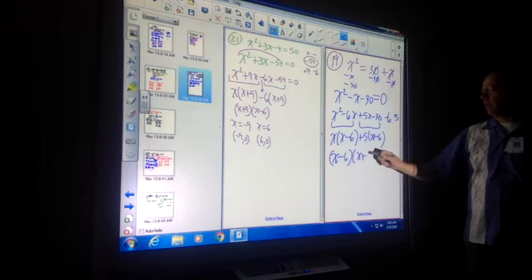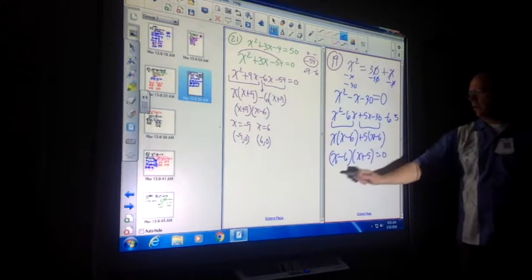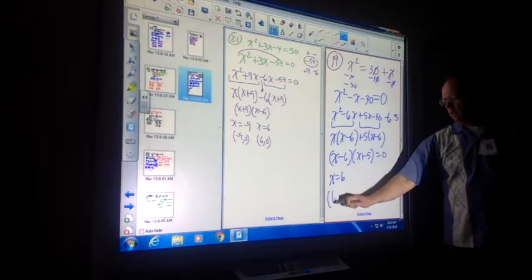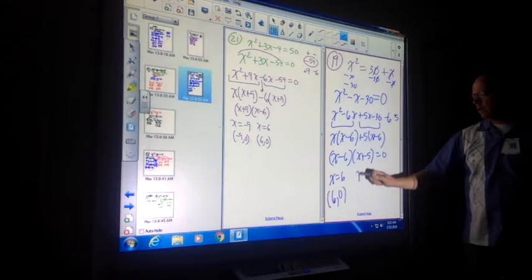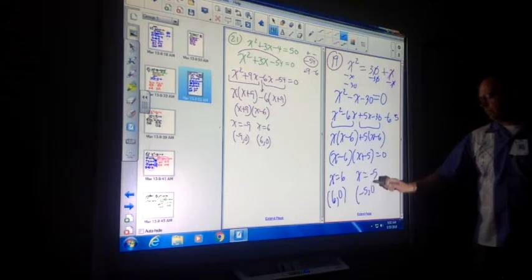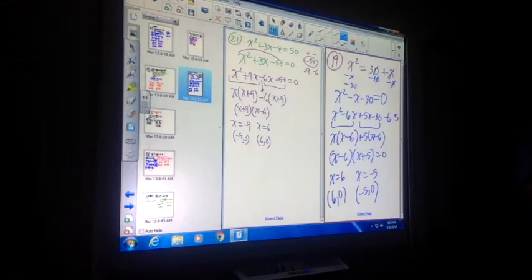We're solving it though, right? So I get x equals 6 here, right? Yes. Yeah, 6, 0. And x equals negative 5 here. That gives me negative 5, 0. Woo! We didn't have to, but it was a good one. It's a quality one to ask about.